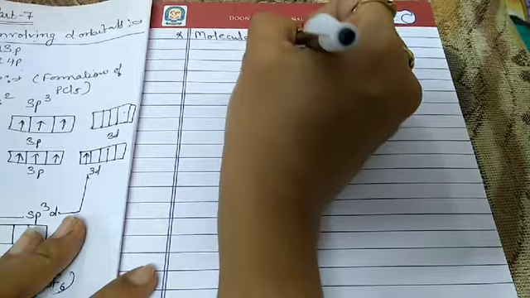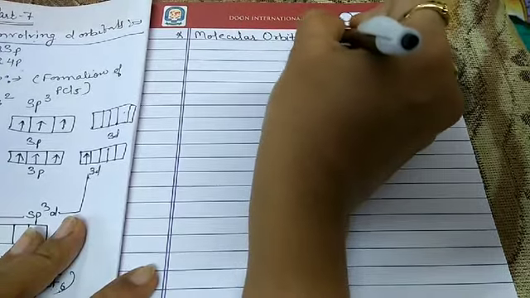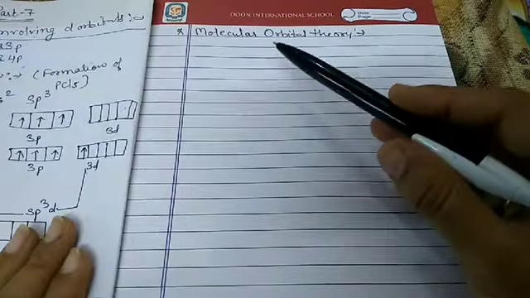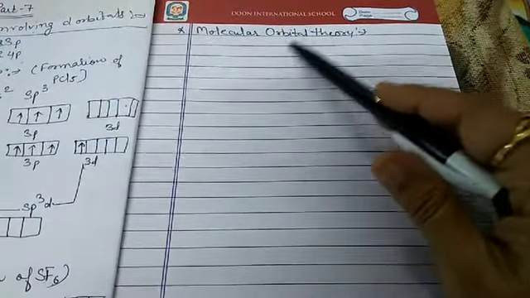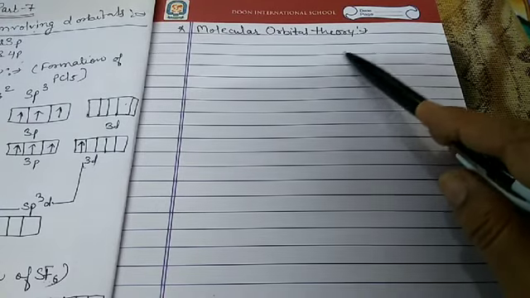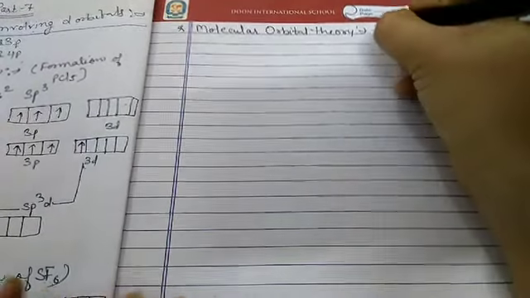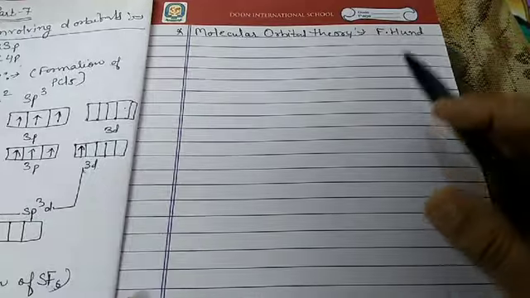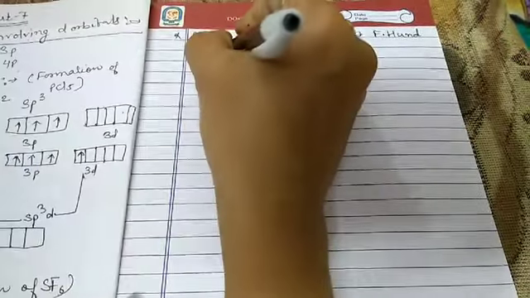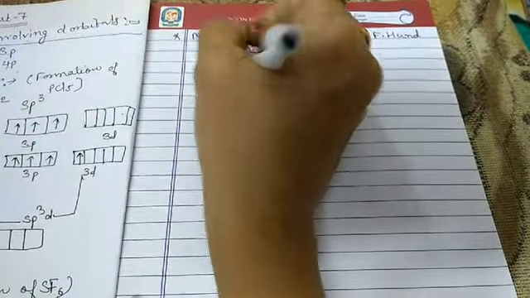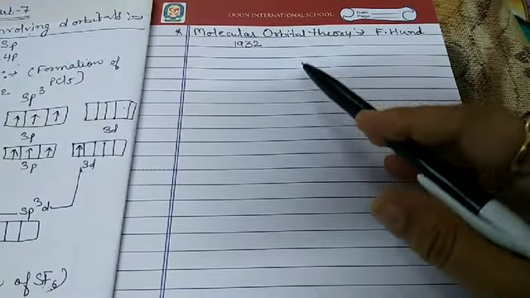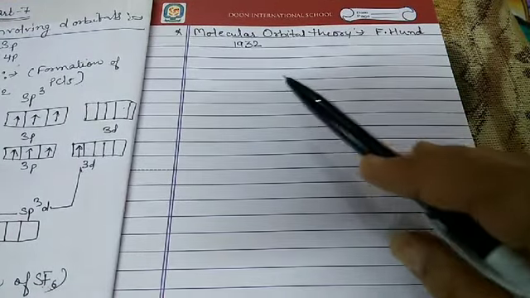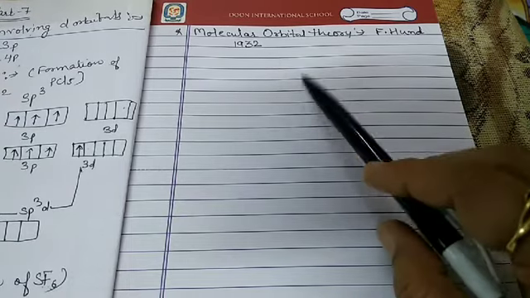Molecular orbital theory, or in short it is known as MOT. The molecular orbital theory was developed by F. Hund and R.S. Millikan in 1932. And this theory has many characteristic features. So let us discuss one by one.